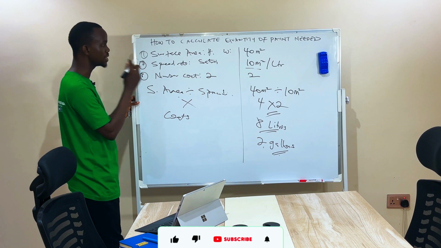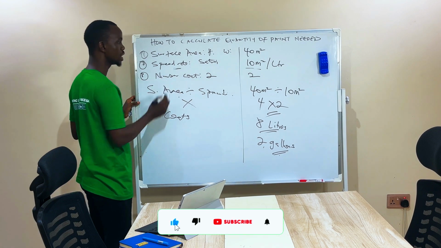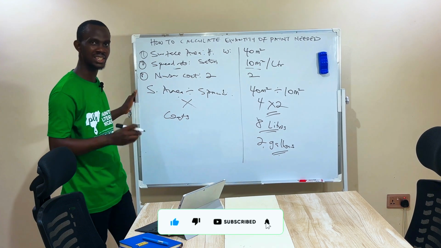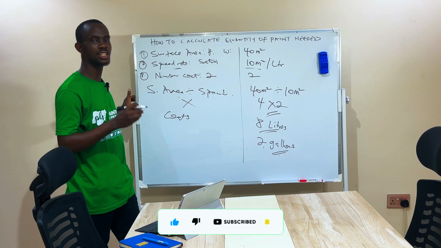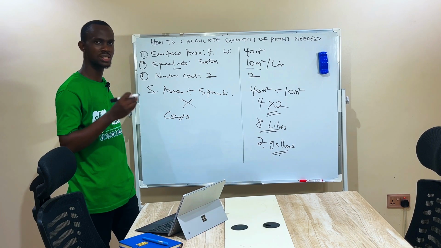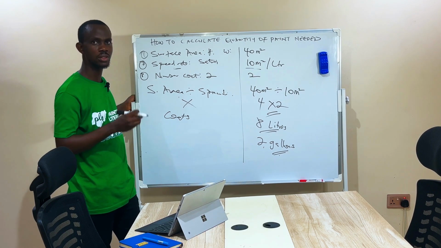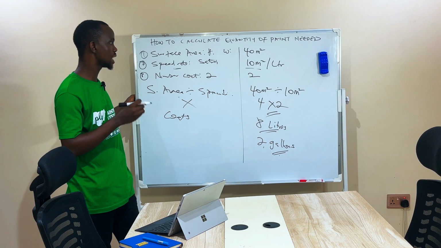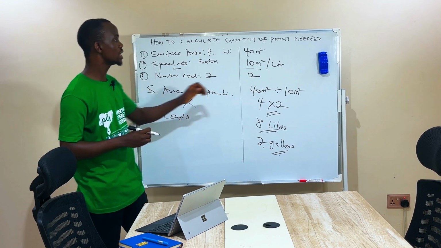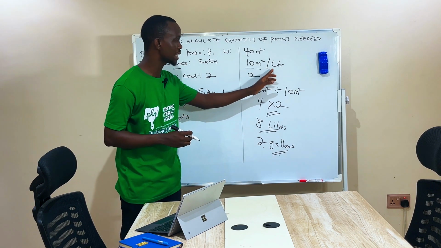Also, for you to get the spread rate of any paint, you need to check out the technical data sheet of the paint. In case you don't know, you can ask the paint seller to show you or to send you the technical data sheet that will help you to know the number of square meter that each liter can cover.